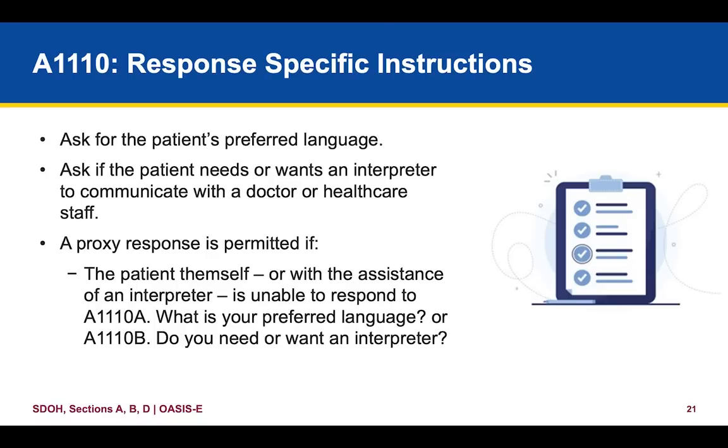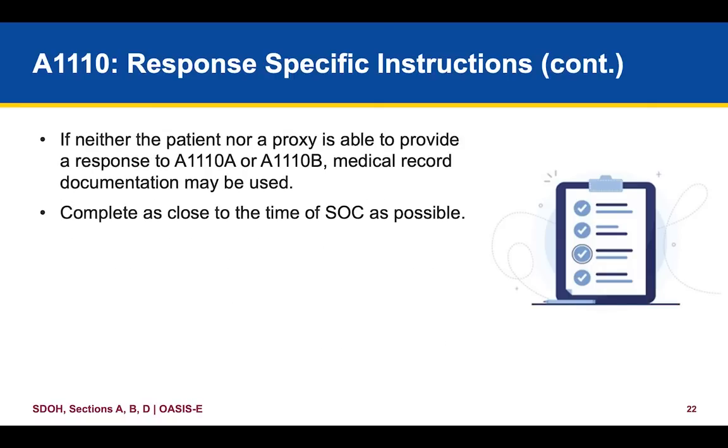Next, the assessor will ask the patient if they need or want an interpreter to communicate with a doctor or healthcare staff. This response is a simple no, yes, or unable to determine. If the patient, or an interpreter if one is used, is unable to respond to either question in A1110A or B, a proxy response is permitted. If neither the patient nor a proxy is able to provide a response to either question, medical record documentation may be used to answer these questions. And again, this data element is completed as close to the time of the SOC as possible.